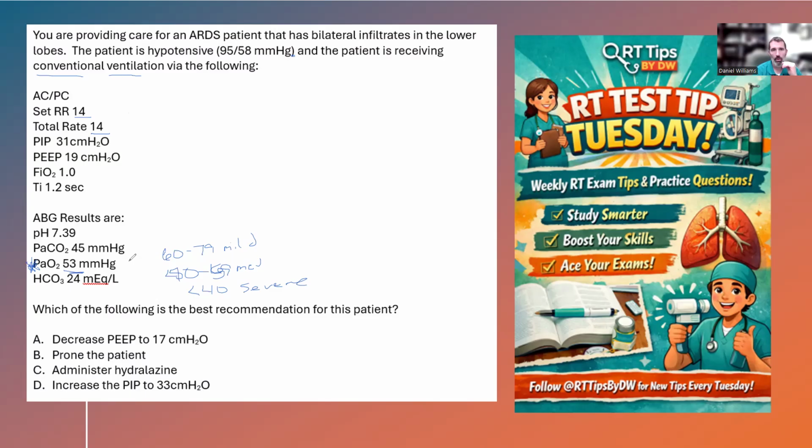So right now, to drop the PEEP from 19 to 17, maybe that helps with this, but I've already determined in going through the question that blood pressure at this point in time is probably not my most significant problem, but instead that moderate hypoxemia level I have is. So I'm not going to mark it out just yet. I'll come back to it, and if I don't like any of the answer choices, we'll look at it. Prone the patient. What benefit would proning the patient have for this individual? If I don't make any ventilator changes, they're bilateral infiltrates in the lower lobes.